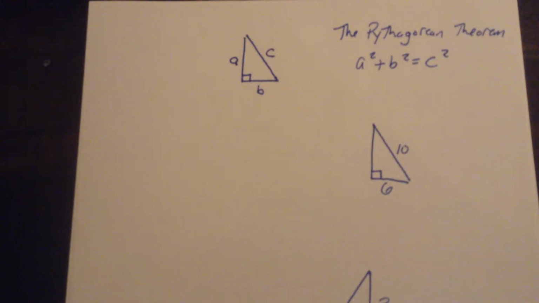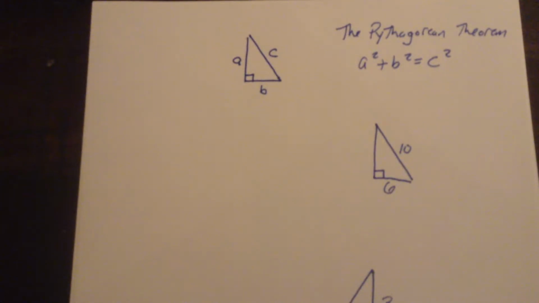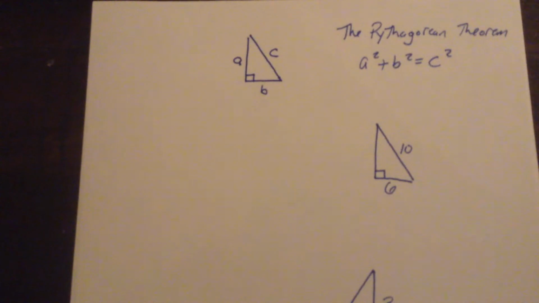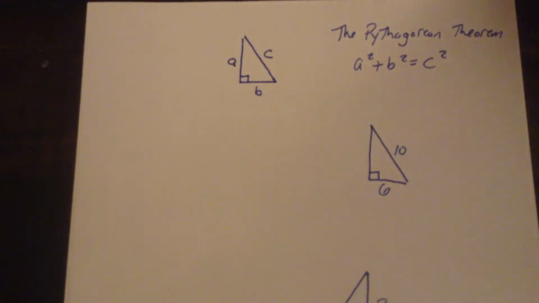Okay, so in these problems you're going to be solving using the Pythagorean theorem. What you've got to remember is the Pythagorean theorem is always a squared plus b squared equals c squared. So you need to find your a, your b, and your c. You need to know your legs and you need to know your hypotenuse.